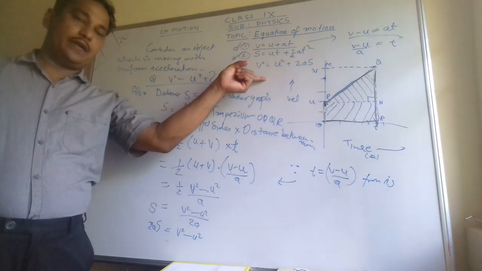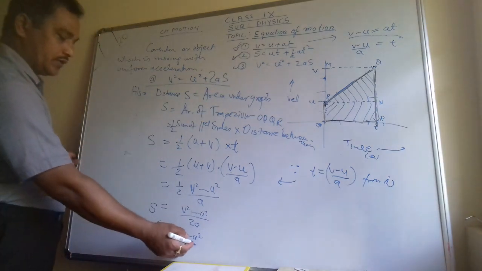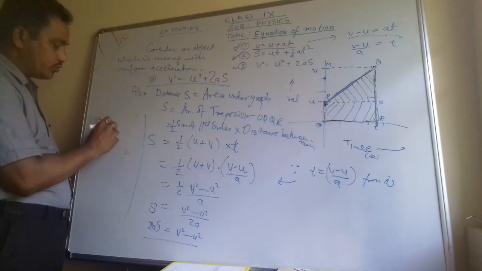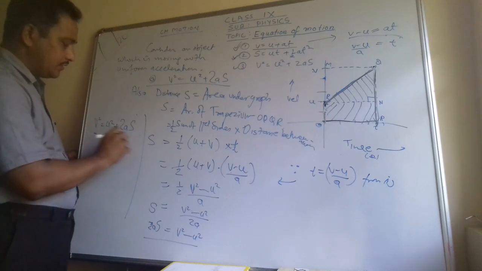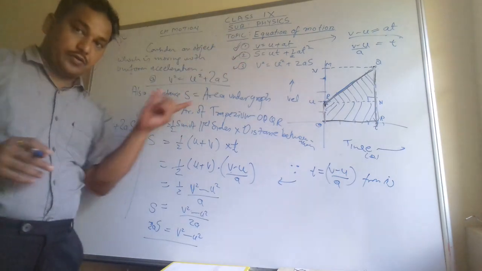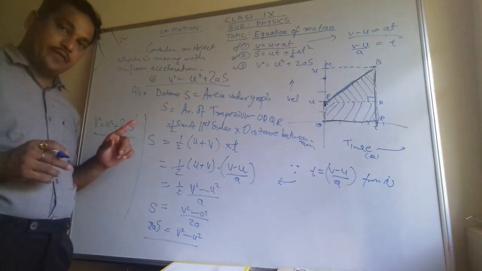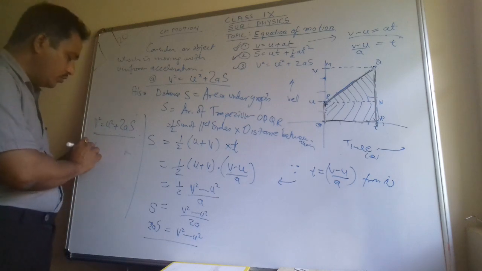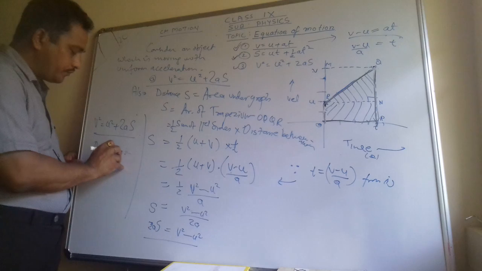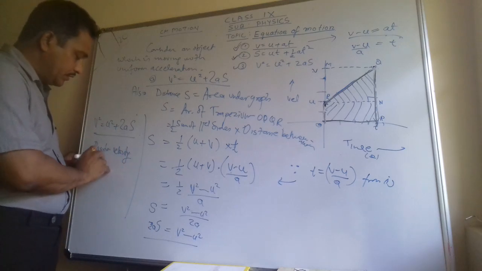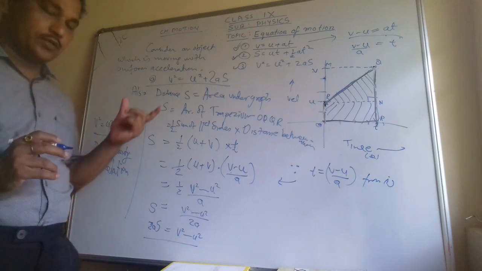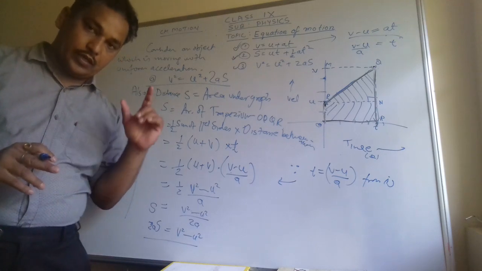So we have derived this equation, which we can rearrange to write v square is equal to u square plus 2as. This is the third required equation of motion, which is derived graphically. This is also called the position velocity relation. I hope it is clear to you. Practice it 2-3 times, all of you, then only you can get this.